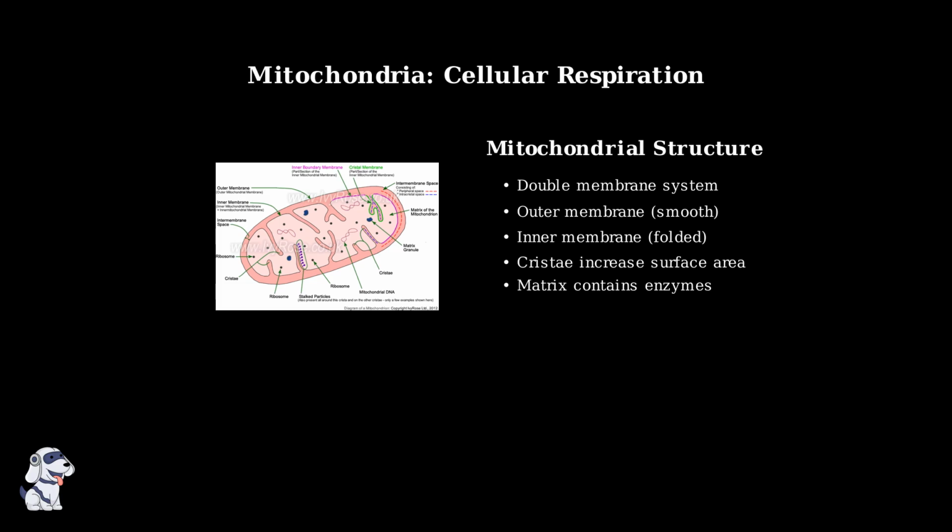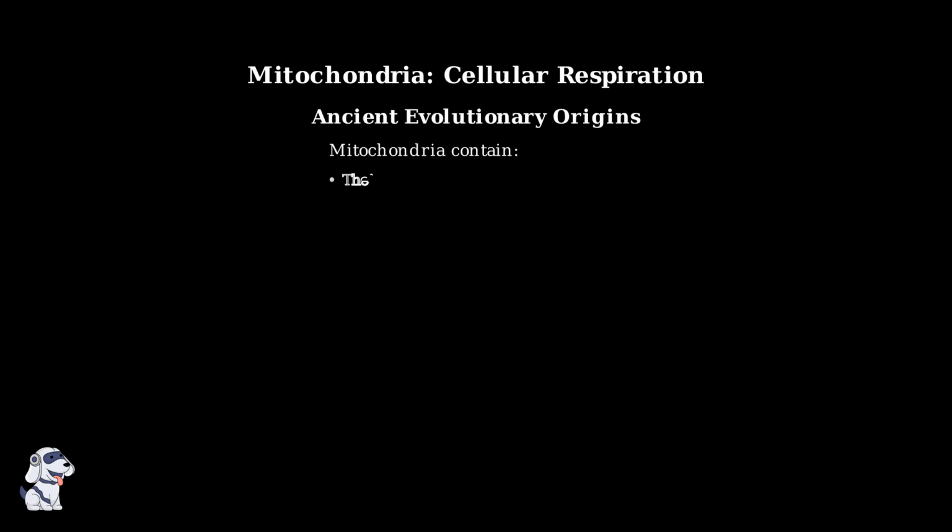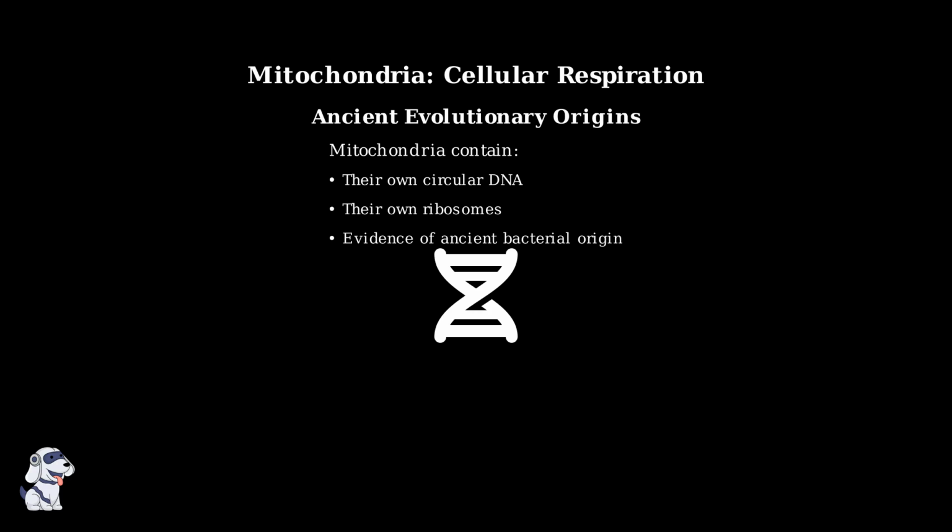The outer membrane is smooth, while the inner membrane is highly folded into structures called cristae. These folds dramatically increase the surface area available for energy production. What makes mitochondria truly fascinating is that they contain their own circular DNA and ribosomes, separate from the cell's nucleus. This is strong evidence that mitochondria were once free-living bacteria that formed a symbiotic relationship with early eukaryotic cells billions of years ago.